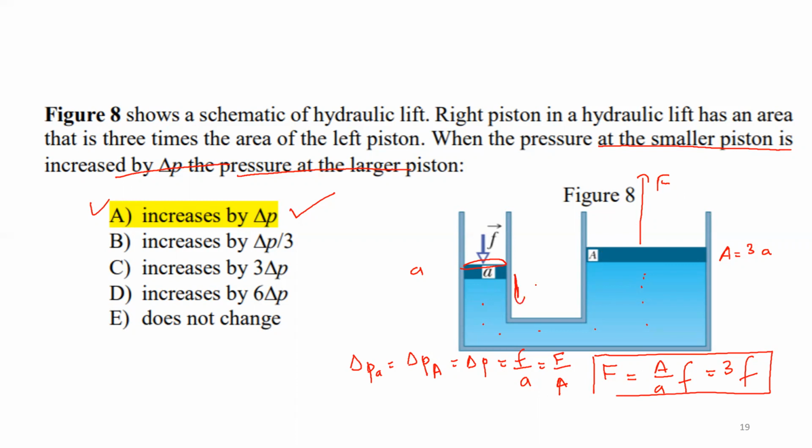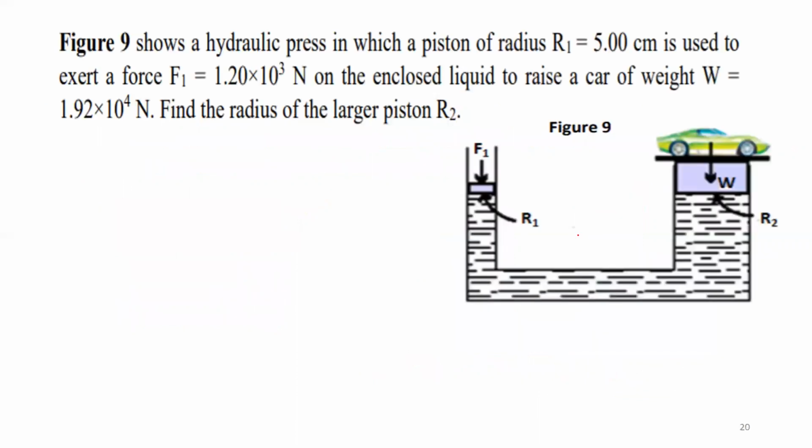What's this vertical distance here? And I already discussed this in class. Now let's look at this problem here. I want to lift this car. And this car has this weight, W. Okay, so hydraulic press again. I give you this cross-sectional area by giving you R1, the radius, and I give you this force here, F1.